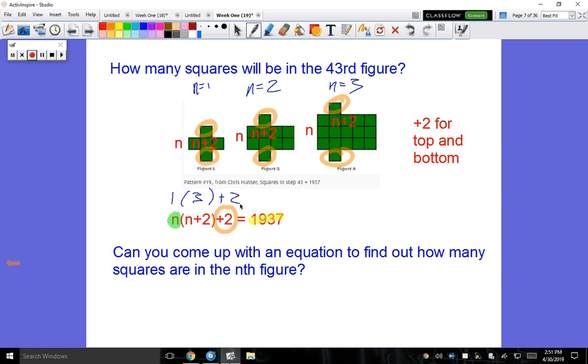Did I get my boxes here with this equation right here? Yes or no? So 3 times 1 plus 2, you get 5. Right here it's going to be 2. Why is it 2? Because it's the second one in line.